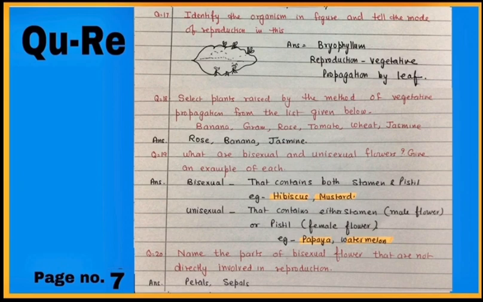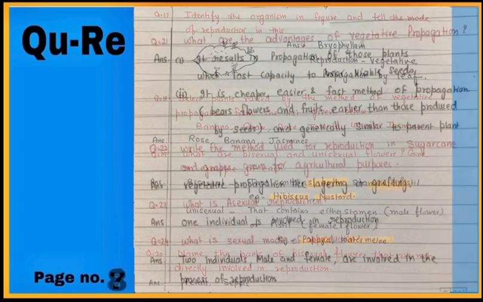Now, what are bisexual and unisexual flowers? Flowers that contain both stamen and pistil, they are called as bisexual flower, example hibiscus and mustard, while the flowers that contain either stamen or pistil, they are called as unisexual flower, example papaya and watermelon. Flower is the reproductive part of the plant.